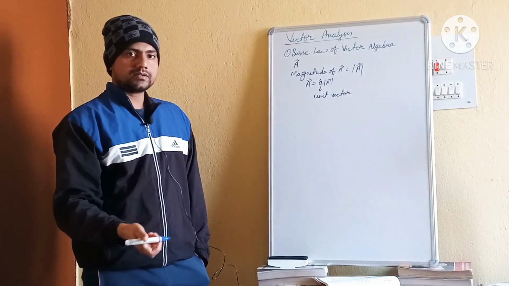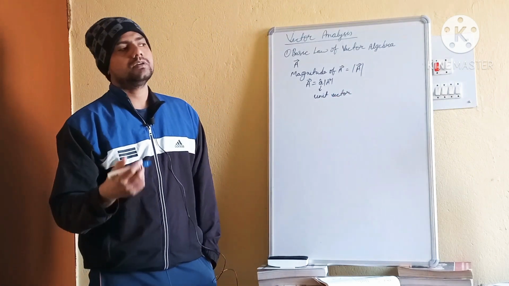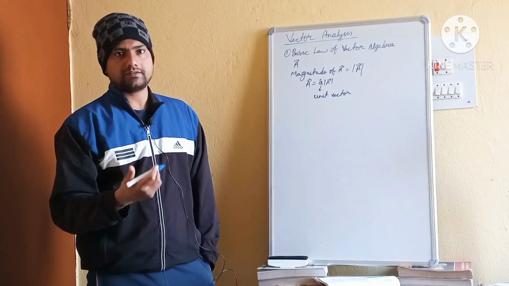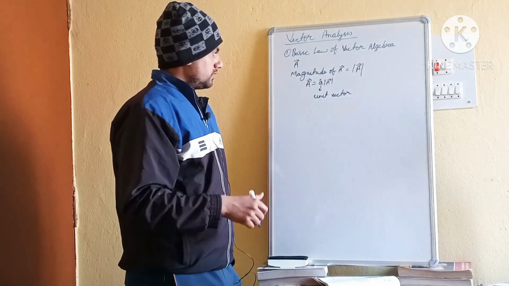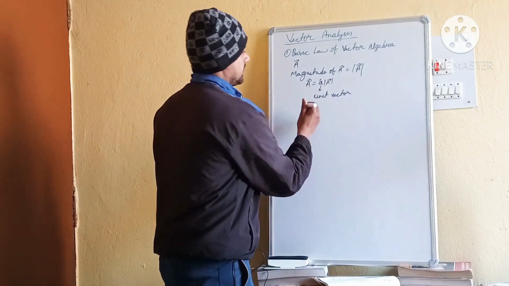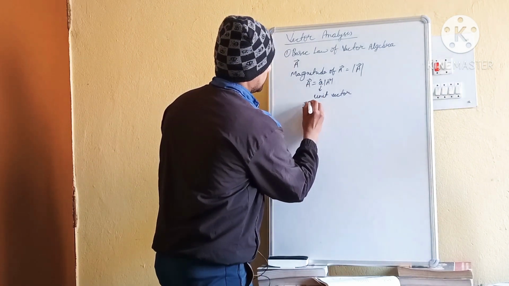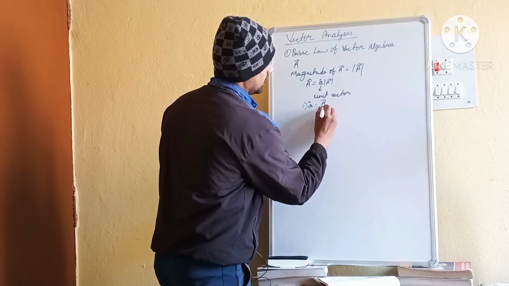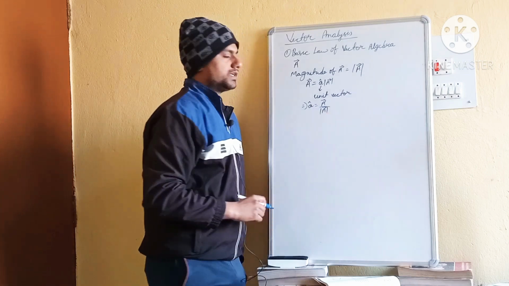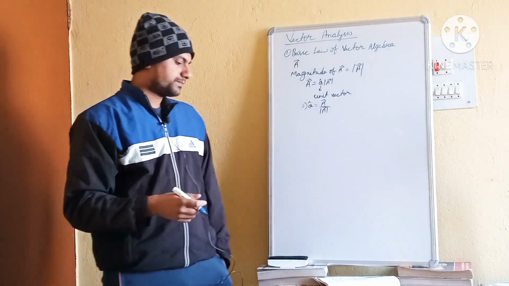So what is a unit vector? A vector having magnitude 1 is known as a unit vector. This unit vector can also be calculated from this equation, simply the vector divided by the magnitude of that vector. Then we get the unit vector A cap.